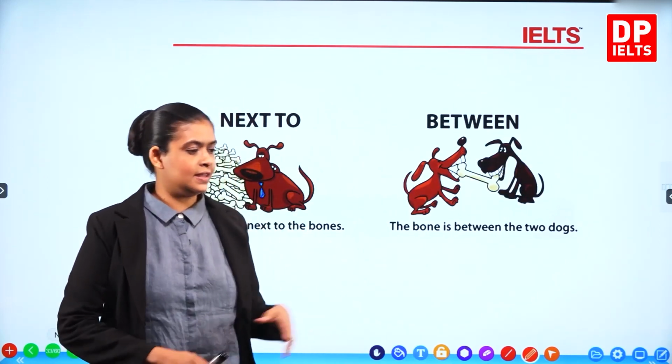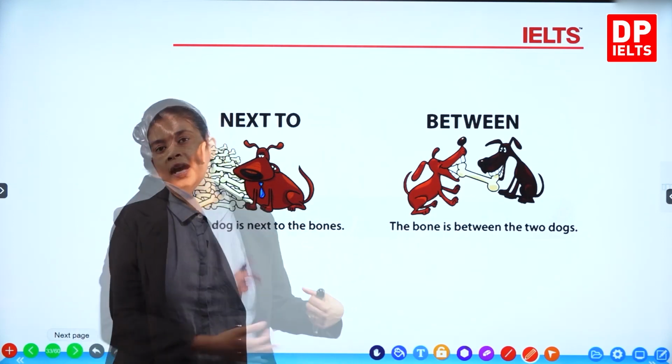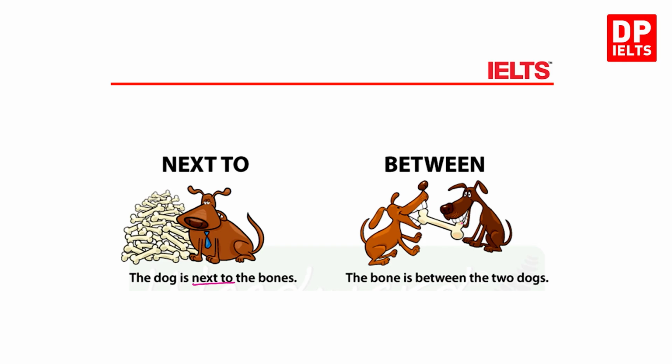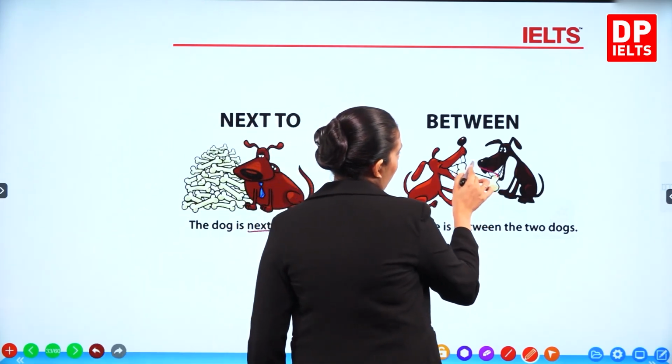So if there's something here, say there's a person or there's a chair, the chair is next to me. The dog is next to the bones, next to. The dog is next to the bones. எலும்பு துண்டுகளுக்கு பக்கத்துல டாக் இருக்கின்றது, ரைட்? அதாவது அதுக்கு அடுத்த பக்கத்துல, எலும்புகளுக்கு அடுத்த பக்கத்துல டாக் இருக்கின்றது. Next to. Now, where is the bone now?